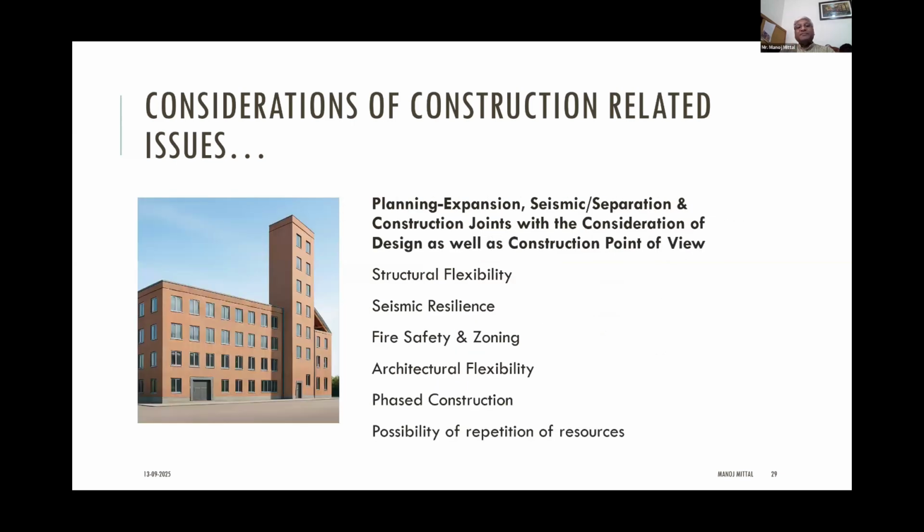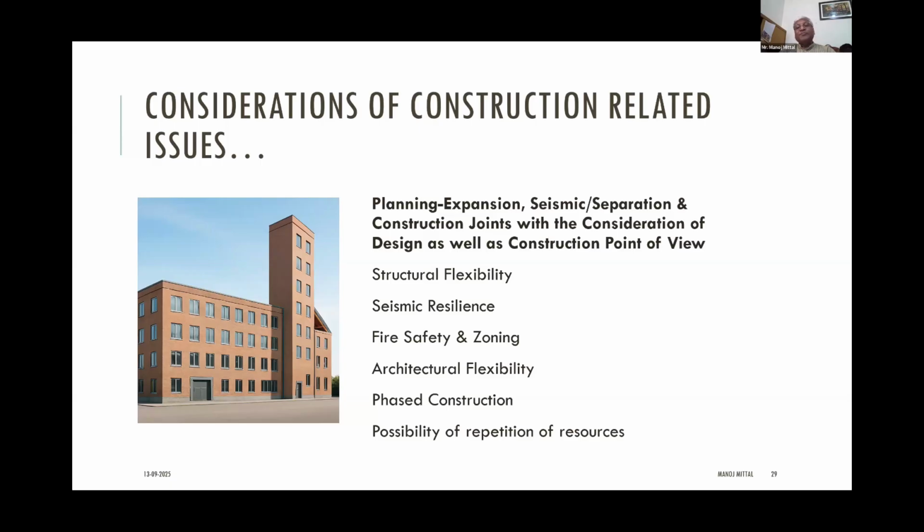Then planning, expansion, seismic, separation, and construction joint, with a consideration of design as well as construction point of view. We all provide expansion joint or seismic joint or whatever. We know where to provide, how to calculate the width and the distance between the two blocks. We know all those things from the design point of view.